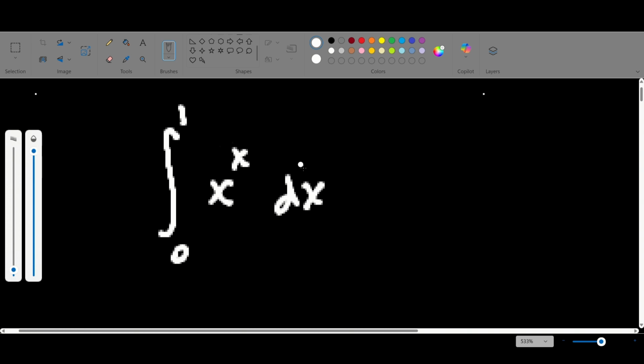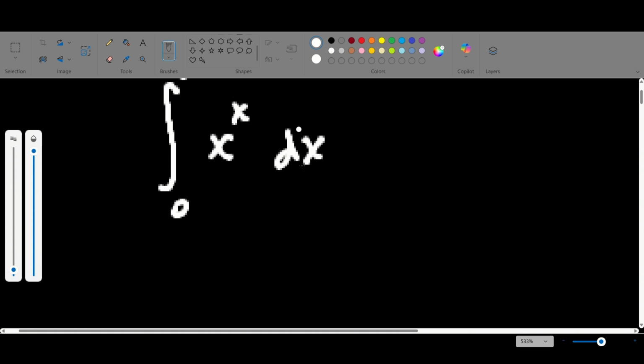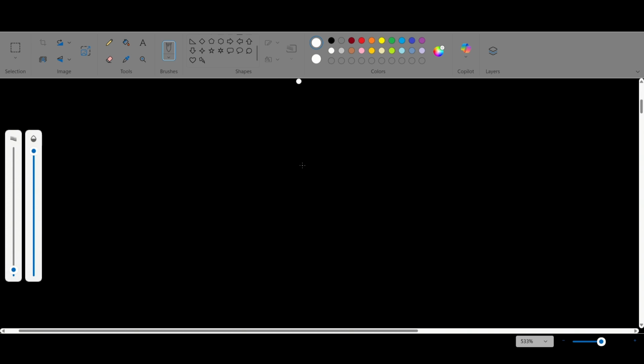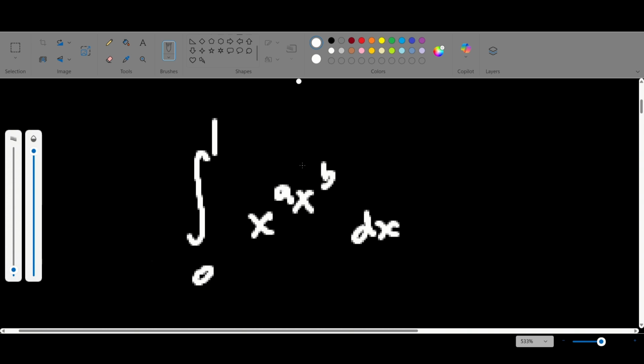Instead of just solving the integral as is though, I thought I'd solve a more general case. The limits stay the same, but x is raised to the ax, raised to the b, for a and b greater than or equal to 0.